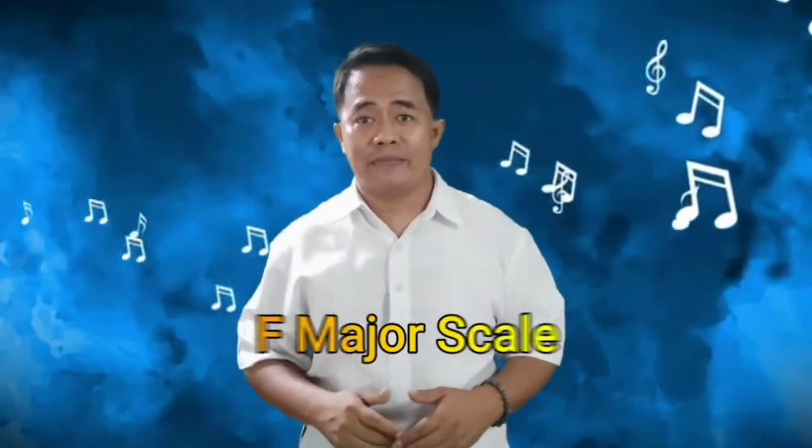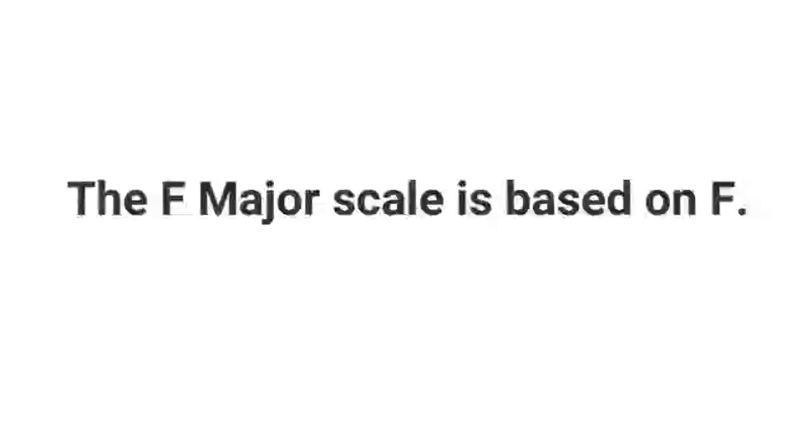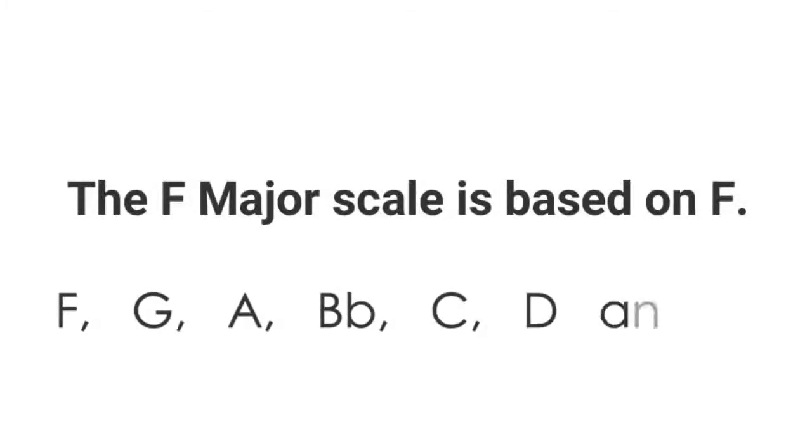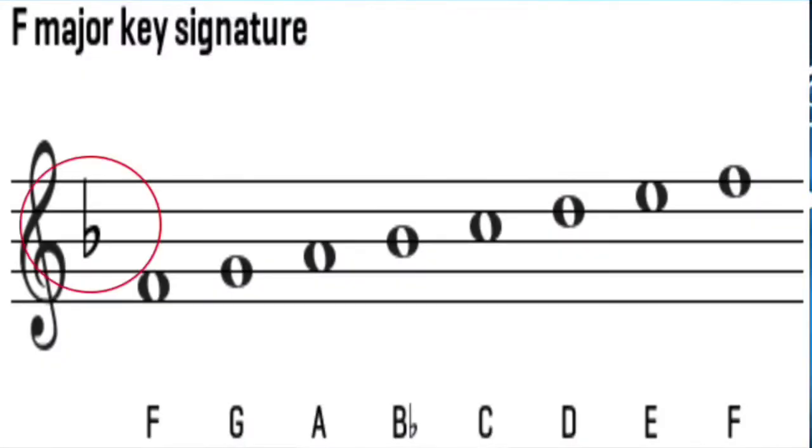Now, let's take a look at the F major scale. The F major scale is based on F, with the pitches F, G, A, B flat, C, D, and E. Its key signature has one flat and is placed on the third line, which is now B flat instead of B. Its relative minor is D minor and its parallel minor is F minor.